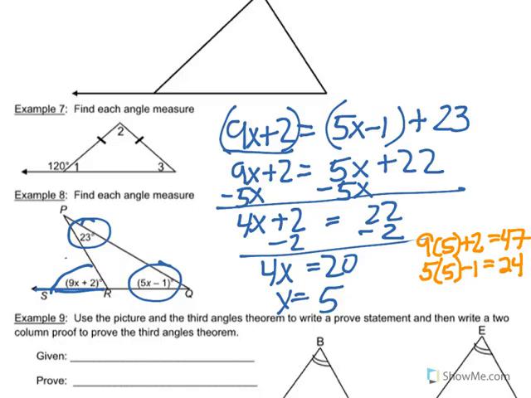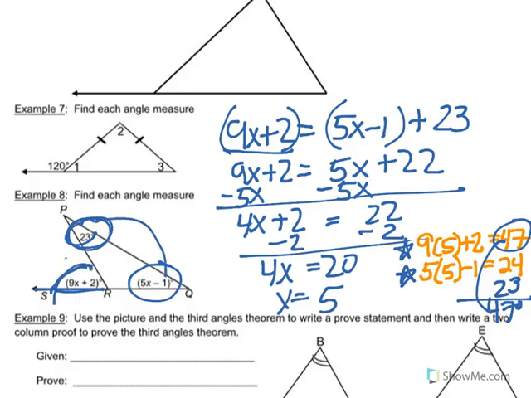Then I took the 5 and plugged it in. So 9 times 5 right here, 9 times 5 plus 2 is 47. 5 times 5 minus 1 is 24. And then the other angle that was given to us originally was 23. So let's add those up. They're 47 degrees, and so it works. The exterior angle and these two end up being the same. Okay?